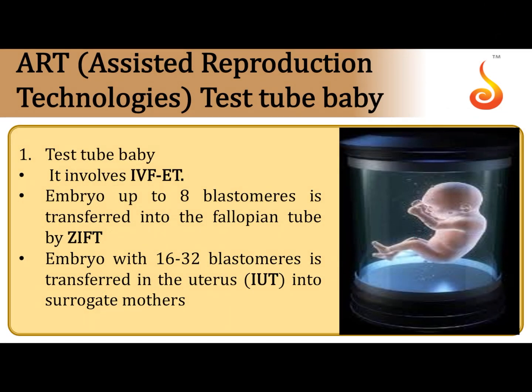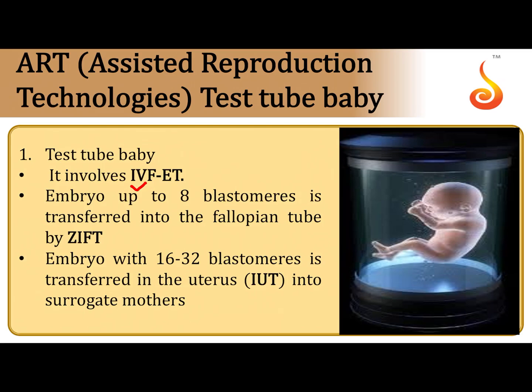So, one of the first types of assisted reproduction or assisted reproductive technologies is test tube baby. Now, test tube baby involves a procedure that is called in vitro fertilization and embryo transfer. You all know the meaning of in vitro. In vitro means a process that happens not within the natural or bodily conditions but happens in a laboratory setup, in a laboratory condition. So, in vitro fertilization, what happens?